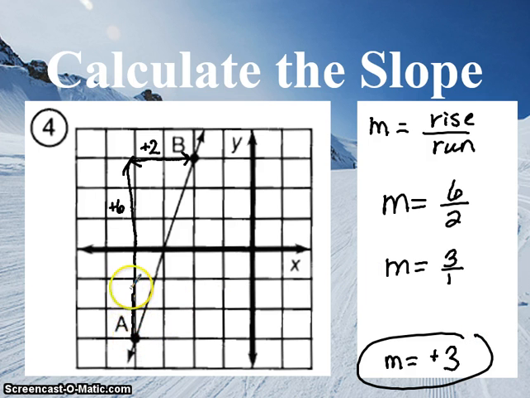And if you look, we could go up 3 over 1, and we'd be here on the graph, and up 3 over 1, and we'd be here on the graph. It's just that we did it twice.